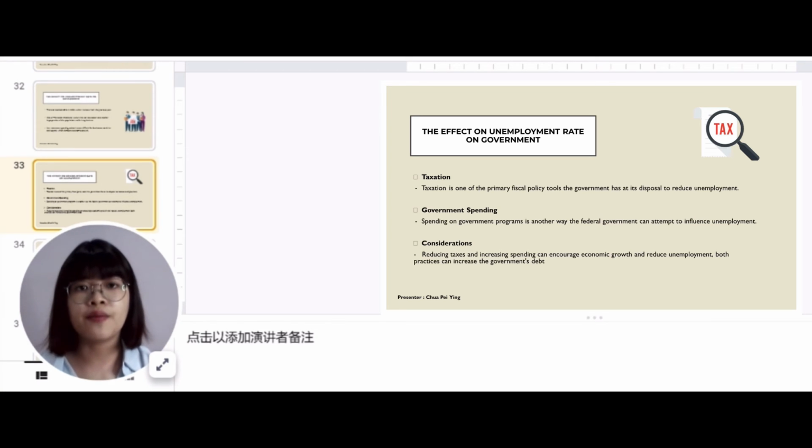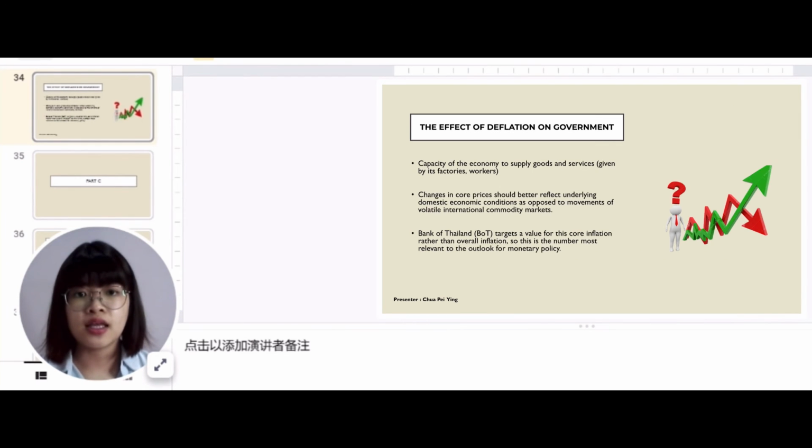And the last example is the combination. Reducing taxes and increased spending can encourage economic growth and reduce unemployment. Both practices can increase the government debt. So the last point is the effect of deflation on government.